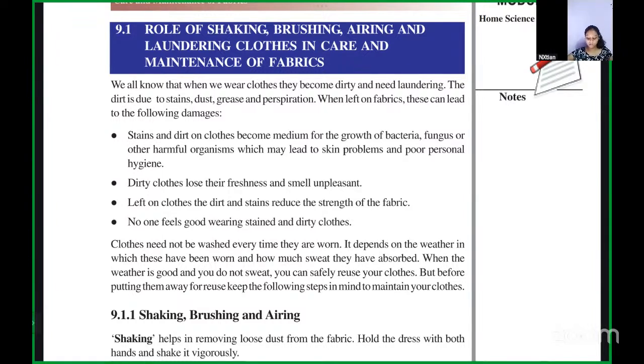Then dirty clothes lose their freshness and also they smell unpleasant. If you take a piece of clothing that you've stored for 1 or 2 years, you know they smell very unfresh and not very good.